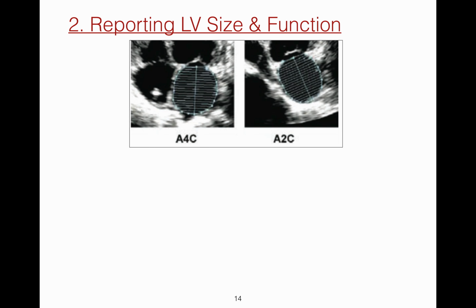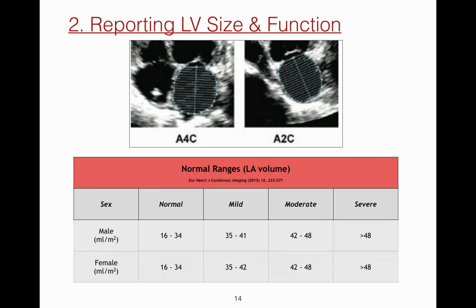Left atrial volume is another important value. It's part of the algorithm for determining LV diastolic function. Moreover, it can also provide important information about disease states like mitral stenosis and mitral regurgitation.